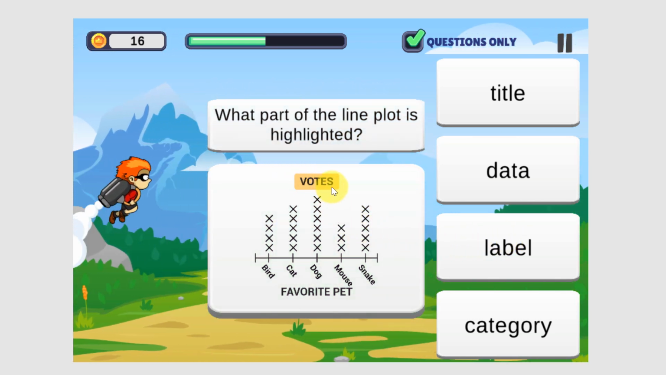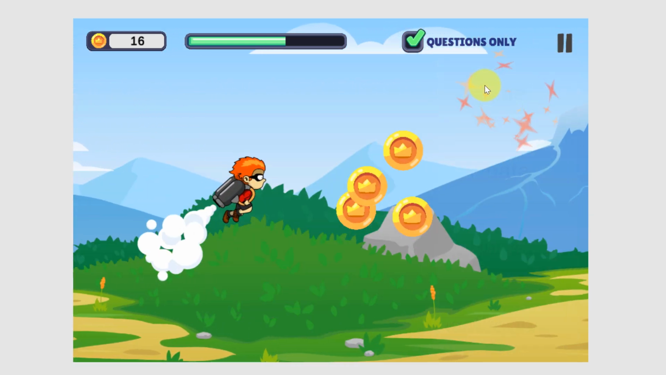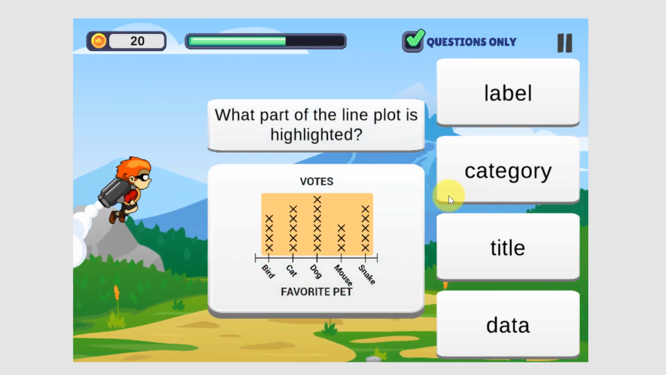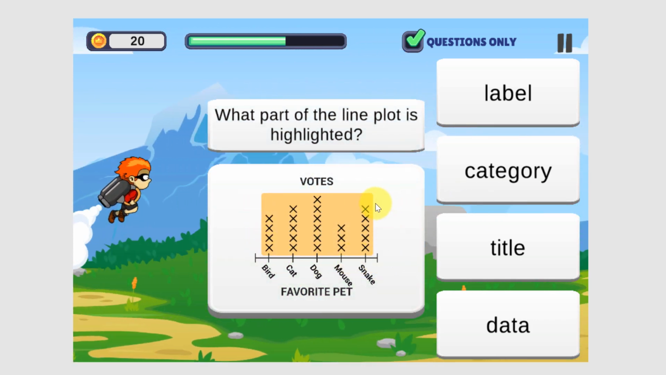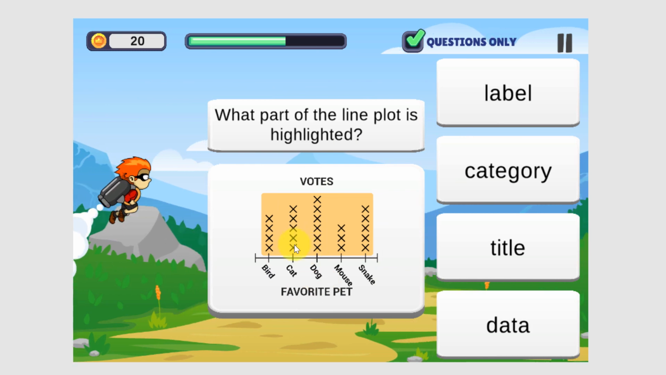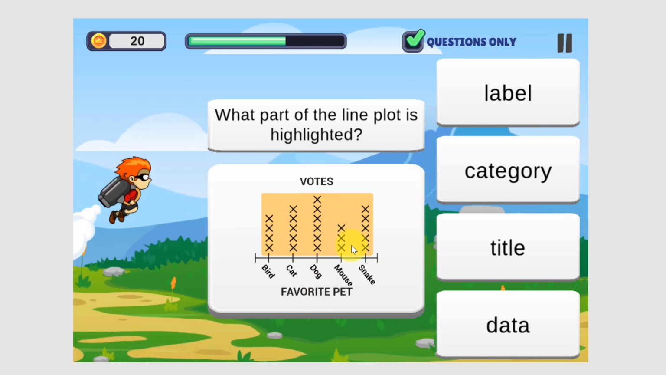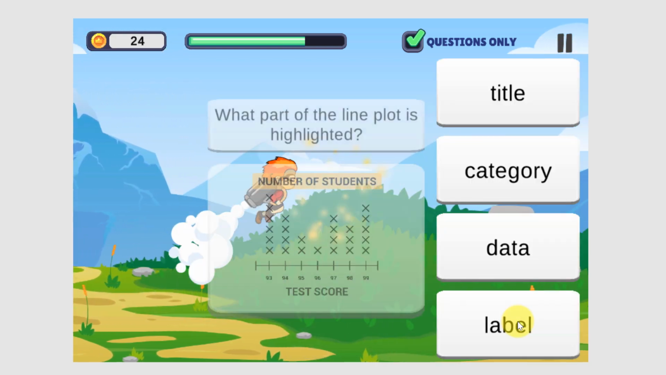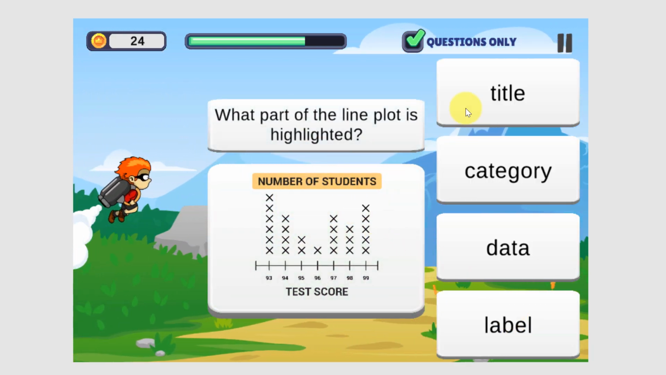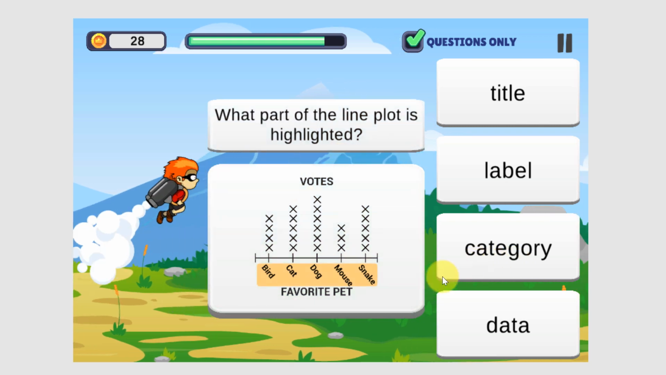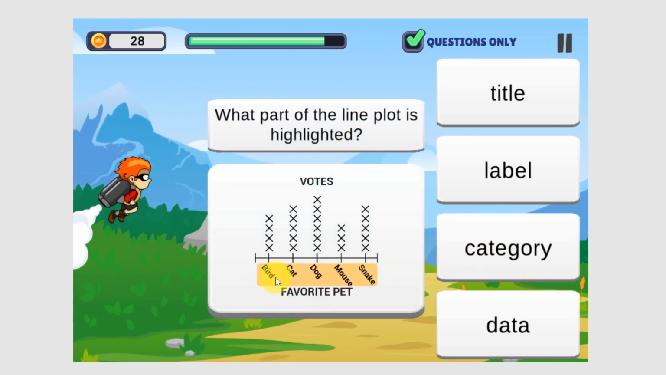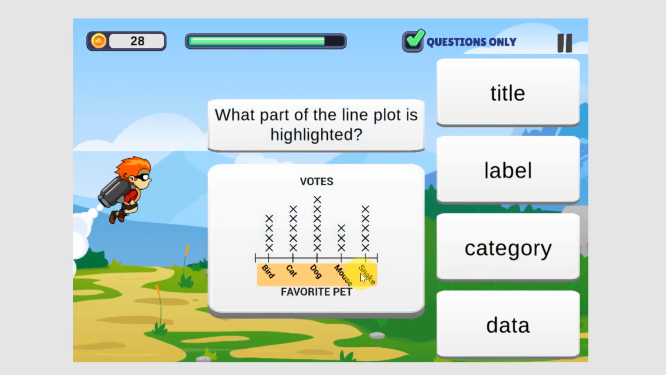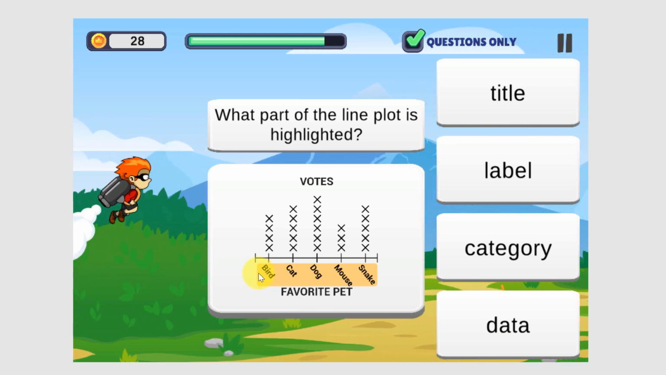And on top we have the title. And all of this is information of people who are voting for their pets. And this is called data, all these X's. And we have the title again. And again, this is called the category. It can be numbers or items like it is here. It could be anything.